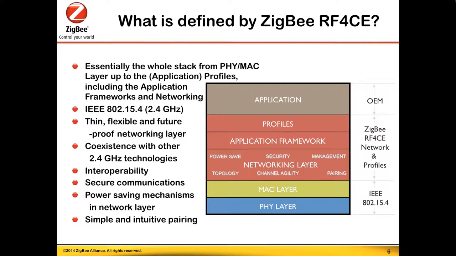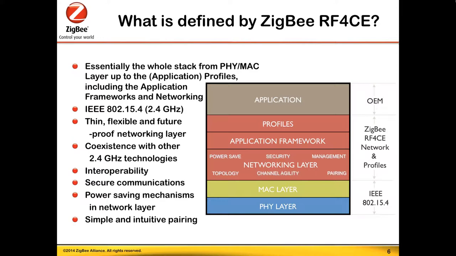If you look from the bottom to the top, this picture explains a little bit further how and what has been defined by ZigBee RF4CE. If you look in the picture, then you see at the bottom the MAC layer and the PHY layer. This MAC and PHY layer have fully been developed and standardized under the IEEE 802.15.4 working group. And it is, as I mentioned, using the 2.4 gigahertz worldwide standards.